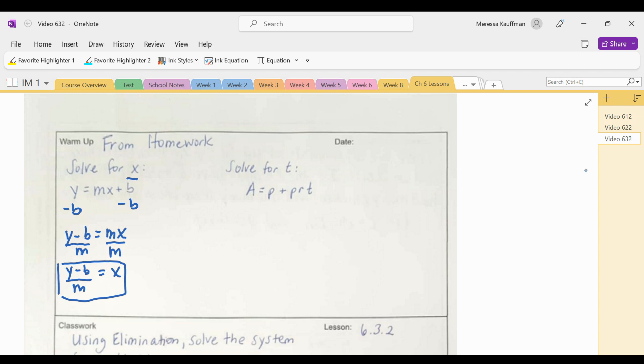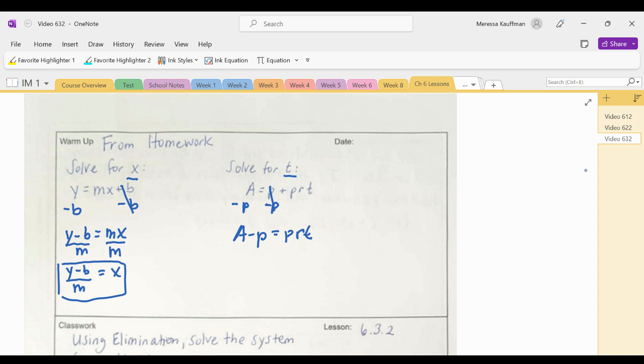Okay, now my second one for my homework says I need to solve for t. Well, notice I have this a equals p plus p times r times t. And that p by itself right here, I know I have two p's, but this one right here, I'm actually going to subtract p from both sides. Remember, p minus p is 0. This goes away, just like what this one did. And I get a minus p is equal to p times r times t.